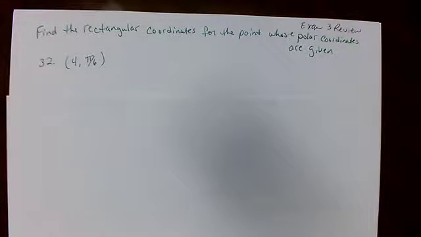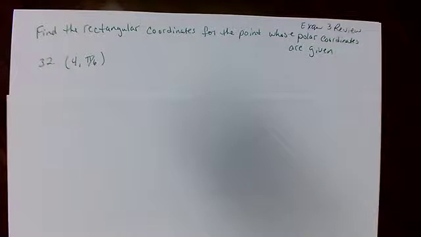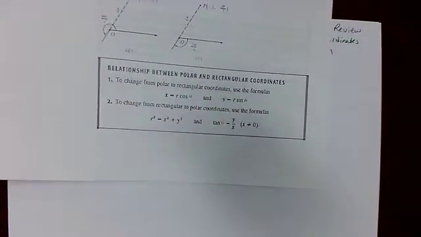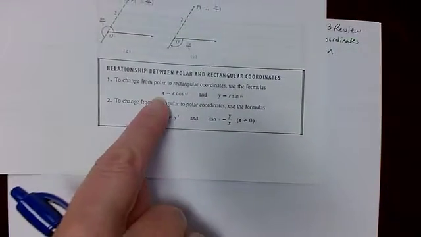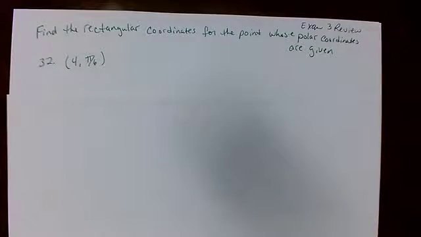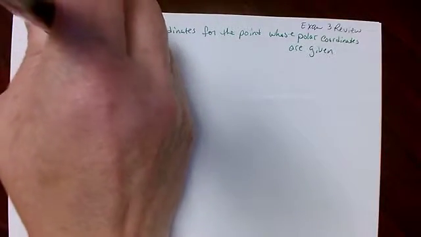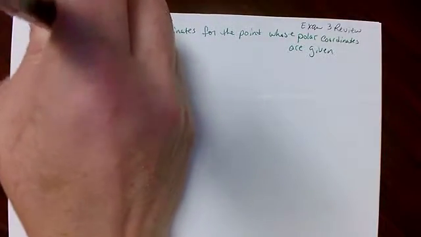Okay, so on this, we are taking some polar coordinates and we're finding the rectangular coordinates. We use the formula for the relationship between polar coordinates and rectangular coordinates to solve this. So x will equal r cosine of theta and y equals r sine of theta, since we're starting with polar coordinates, which are written in r comma theta.